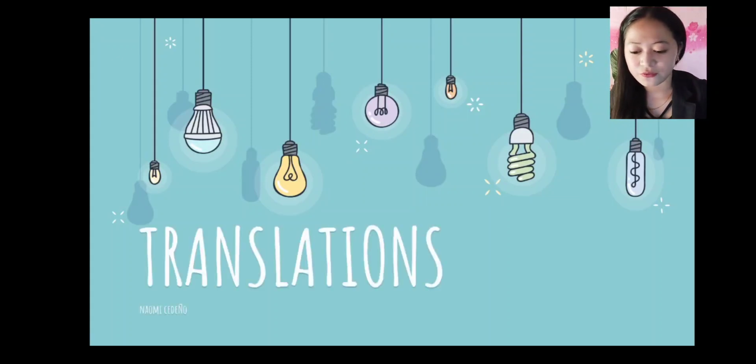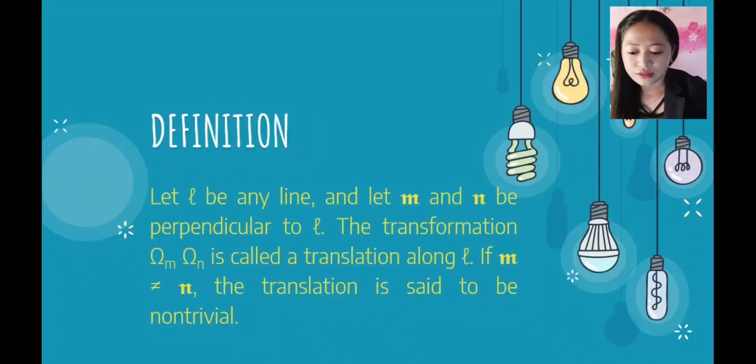Now we're going to talk about the definition of translation. Let's read it first. Let L be any line, and let M and N be perpendicular to L. The transformation omega sub M and omega sub N is called a translation along L. If M is not equal to N, the translation is said to be non-trivial.